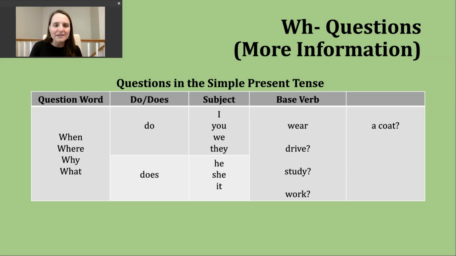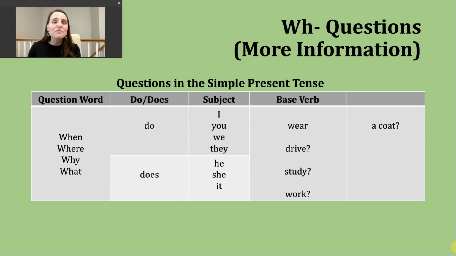So hopefully this chart, you can kind of follow along with me. I'll get my highlighter here. If I use do, I would use that with a subject of I, you, we, or they, and then I use the base verb. And you might see more information that follows to kind of give the question more context. Now, if my subject is he, she, or it, I'm going to use does. That's going to be my helping verb in that question.